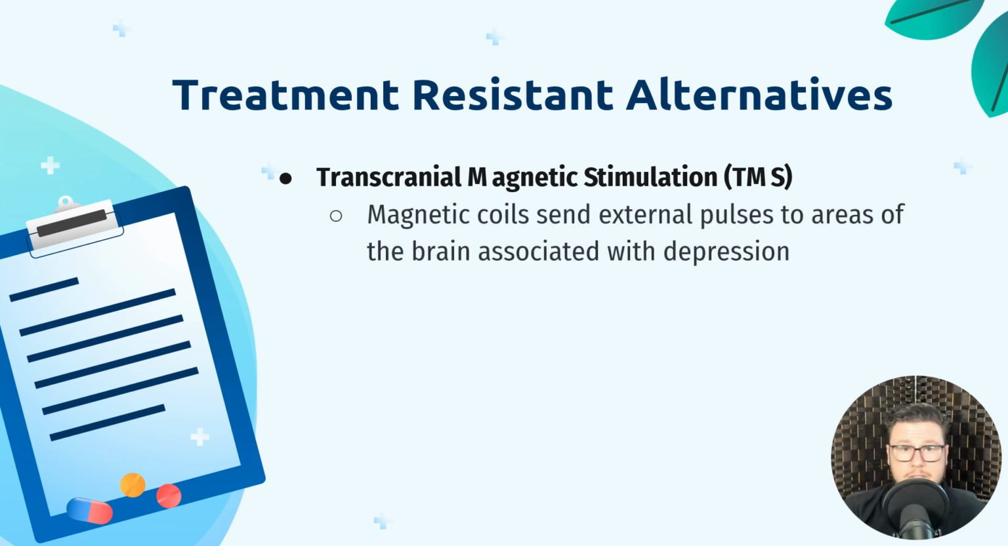Well, basically you sit in a chair, you put on this magnetic hat, and these magnetic coils send external pulses to areas of the brain associated with depression. So they're not doing what ECT does in that invasive sense or trying to trigger a seizure. They're very lightly pulsating from the outside, so there's no invasive procedure done, just trying to stimulate portions of the brain that we associate with depression.